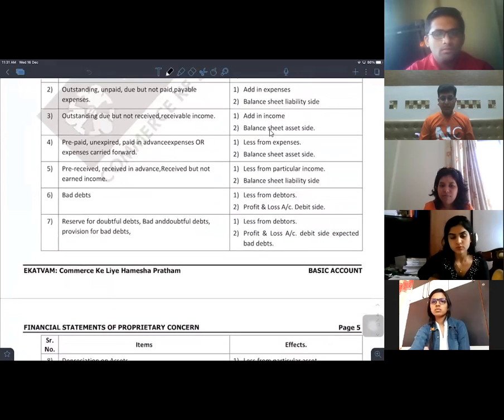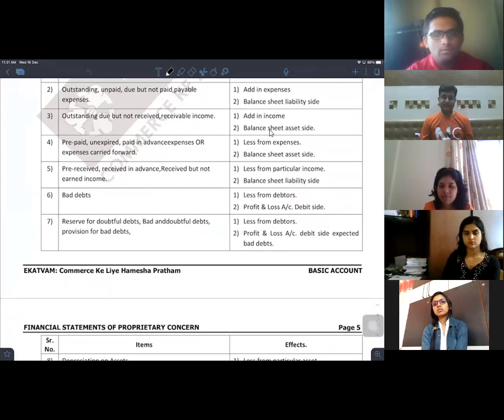Outstanding, unpaid, due but not paid, payable expenses. Now this is the expense of my current year, but I have not yet paid it, and as it has not yet been paid, again the matching principle has to be followed. So I have to treat that as the expense of my current year. Therefore, it will be added to the respective expense in the current year itself.